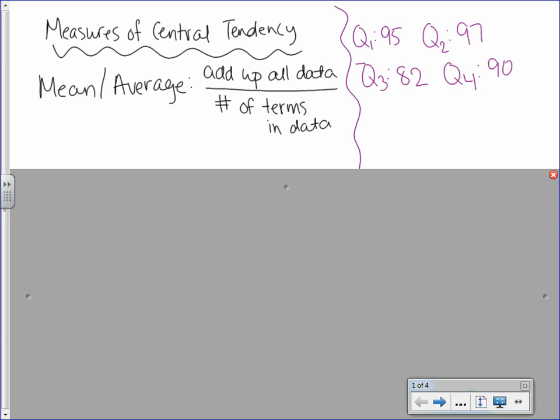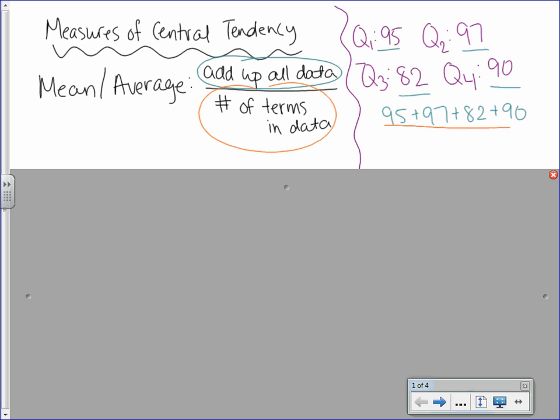In order for you to find out your average grade for this class, you would have to add up the grades that you already got. So 95 plus 97 plus 82 plus 90. So that's this part. We're adding up all of our data, all of our grades. And then we're going to divide by the number of things that I added up. So we're going to divide by 4.